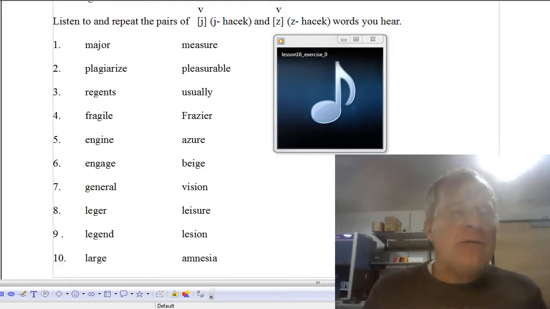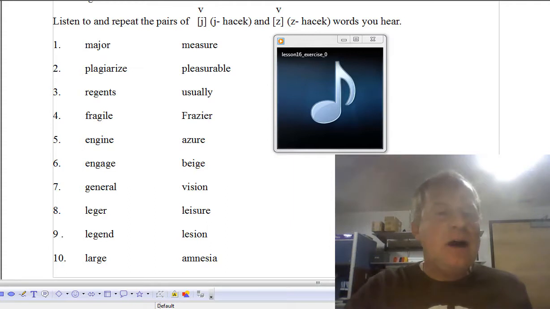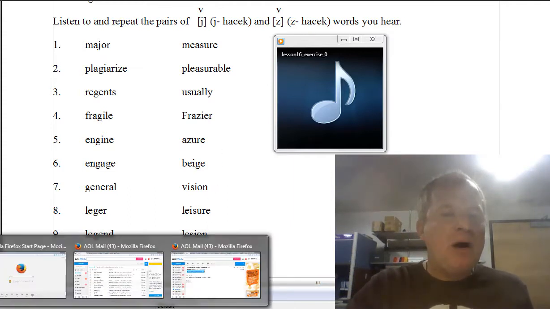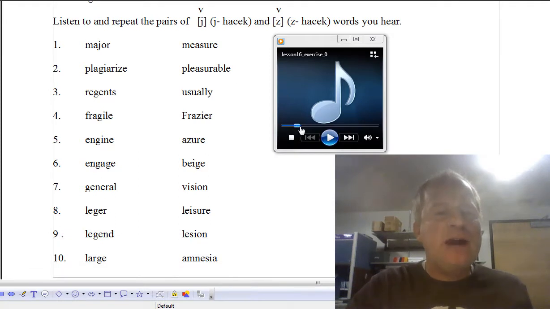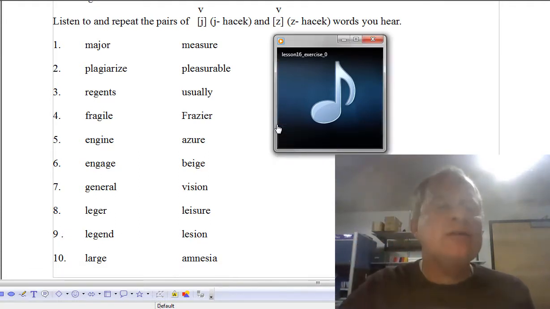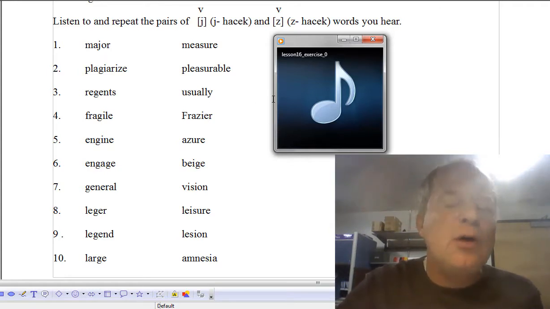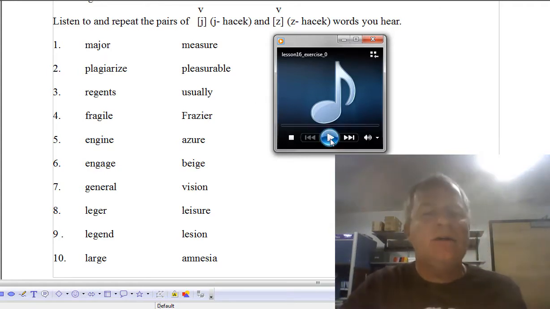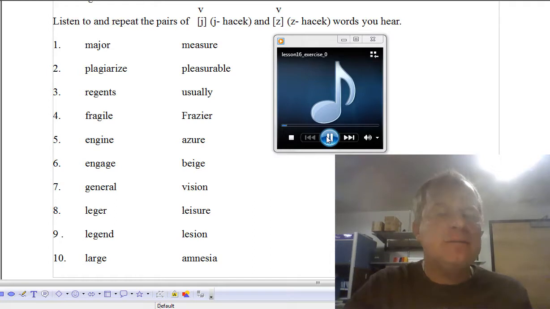It looks like we call it the J hat check and the Z hat check. These are palatal consonants. The J and the Z. Major, measure, right? So before we get into it, let's listen. Let's see how you do it. This is going to be very tough for you because I think in your first language, you probably don't have one or both of these sounds. So not going to be easy.